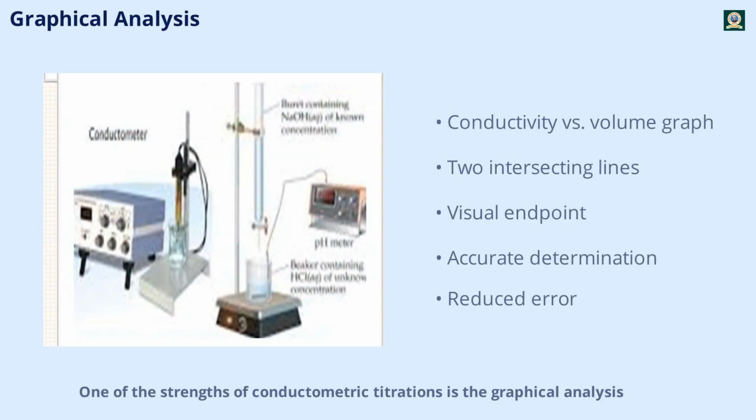One of the strengths of conductometric titrations is the graphical analysis. By plotting the conductivity against the volume of titrant added, two straight lines are typically observed. The point where these lines intersect marks the equivalence point. This graphical method provides a clear visual way to determine the endpoint, reducing the risk of human error and increasing the accuracy of the titration.